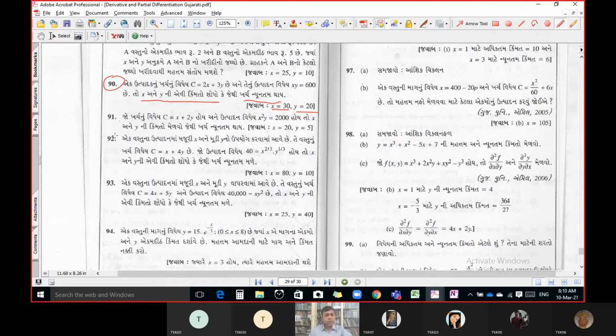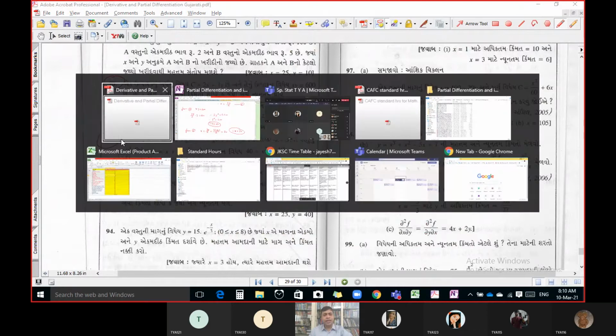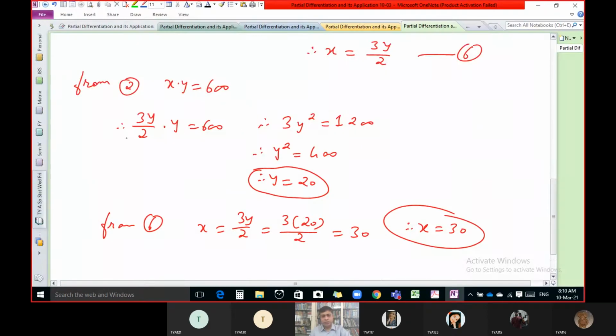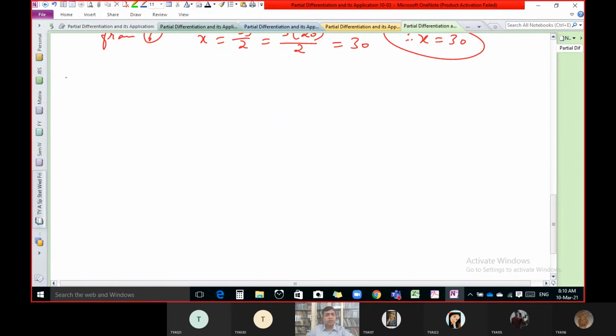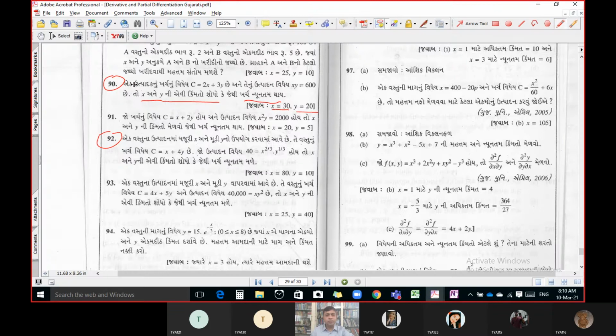Now let us do this question, question number 92. See the question. Here x is the wages, or you can say that the cost of wages, and y is the capital, and cost function is given c equal to x plus 4y.